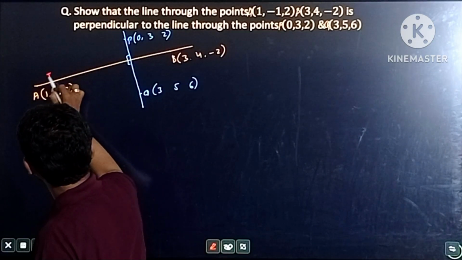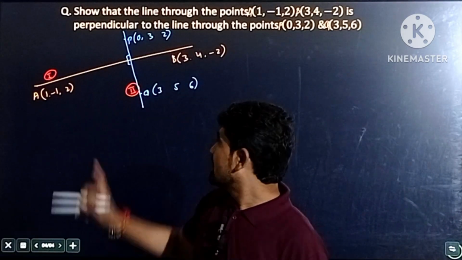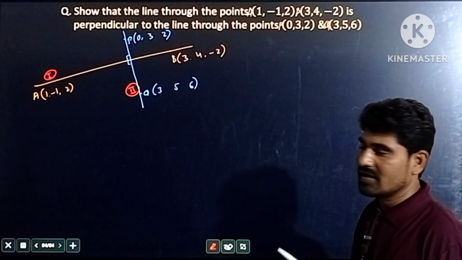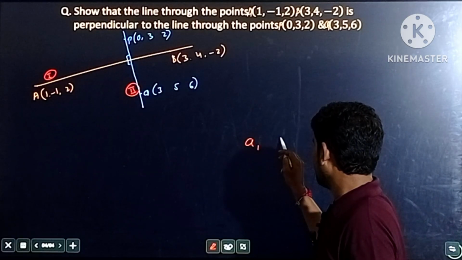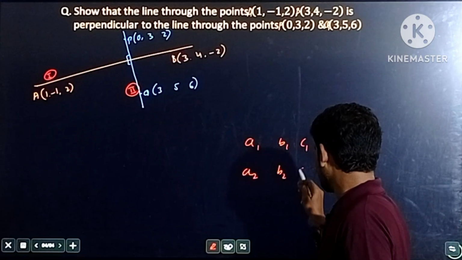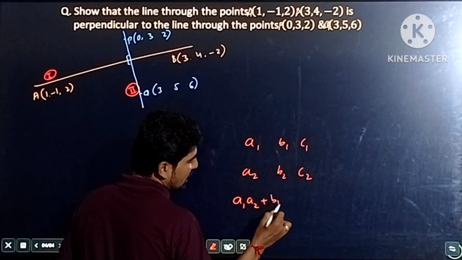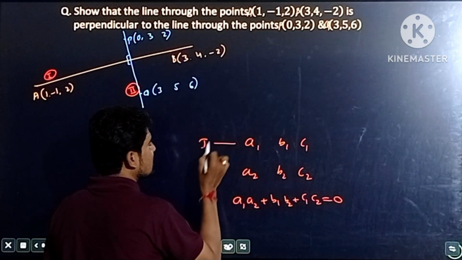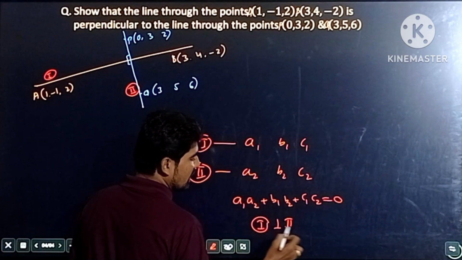AB is the first line and PQ is the second line. To prove that these two lines are mutually perpendicular, we know that if the direction ratios of the first line are A1, B1, C1, and the direction ratios of the second line are A2, B2, C2, and if A1 A2 plus B1 B2 plus C1 C2 is equal to 0, then the first line is perpendicular to the second line.